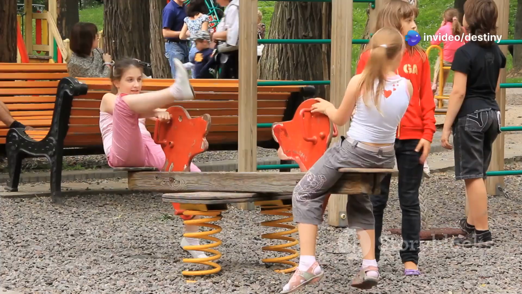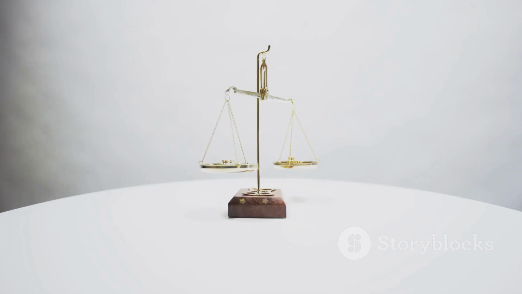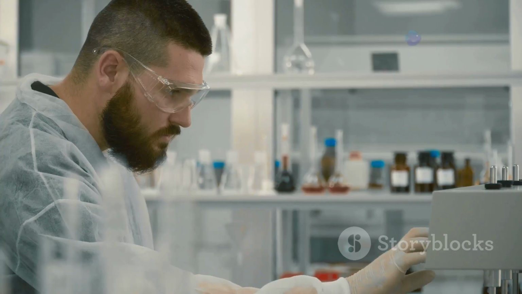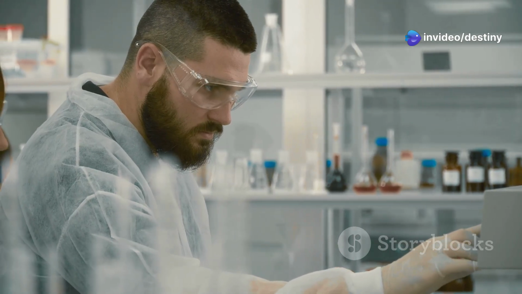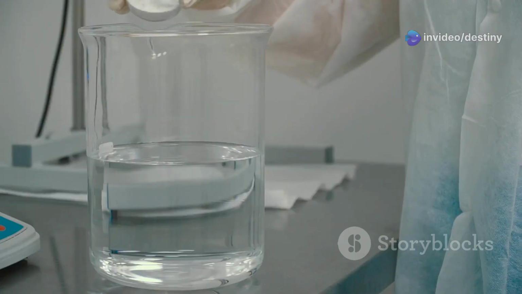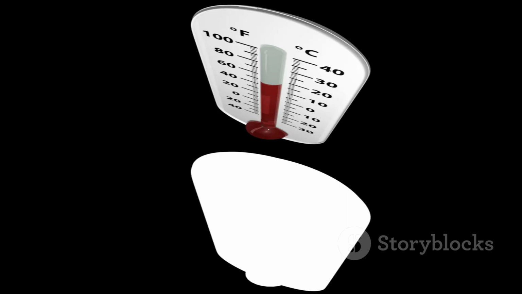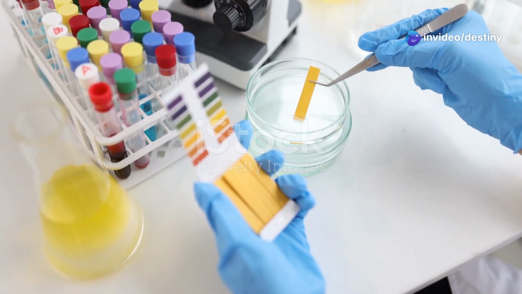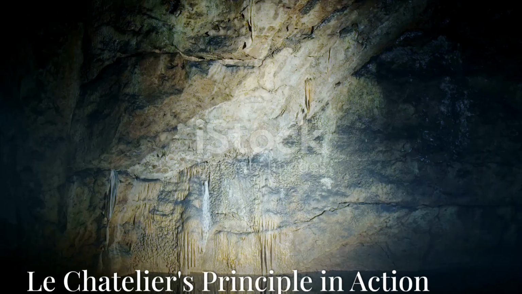Think of it like a seesaw. If you add weight to one side, the seesaw will tip. But if you add the same amount of weight to the other side, it will balance out again. Le Chatelier's principle tells us that we can shift the equilibrium of a reaction by changing certain factors, such as concentration, adding or removing reactants or products, temperature, increasing or decreasing the temperature, and pressure, increasing or decreasing the pressure, for reactions involving gases. Let's see how this principle works in action with a classic example.